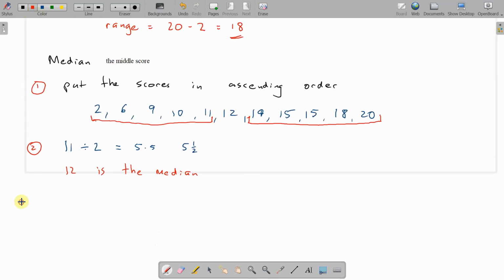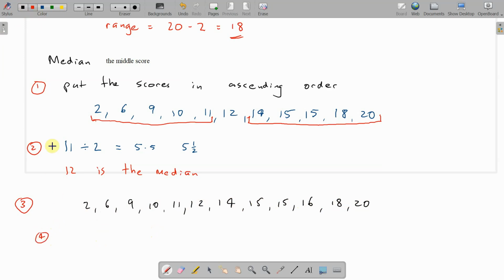What about, though, if there's an even number of scores? So someone else does the test, and gets 16. So we'll go 2, 6, 9, 10, 11, 12, 14. There were 2 15s. And now someone else has got a 16. They did the test later. And now we've got 12 scores. Okay, so we put the scores in order.